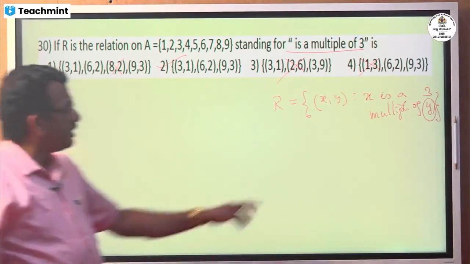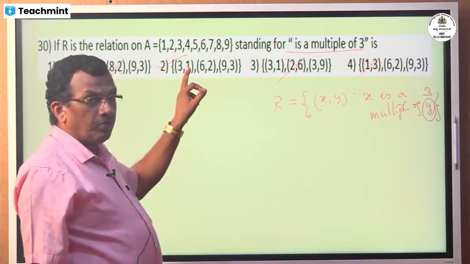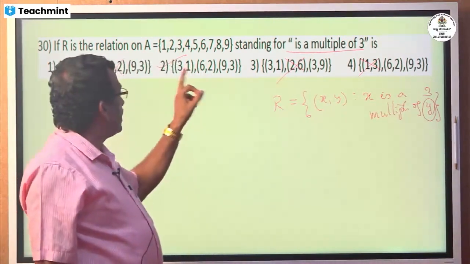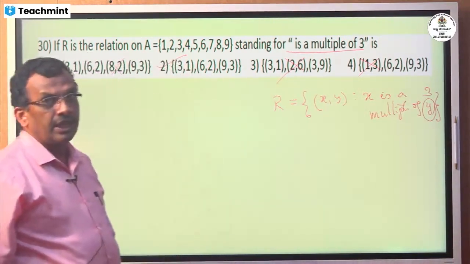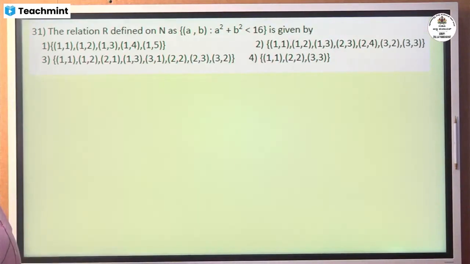X is a multiple of y. Multiple of what? Multiple of 3. 3 times 1 is 3, 3 times 2 is 6, 3 times 3 is 9. So I can't write more than that because the set has only 9 elements.